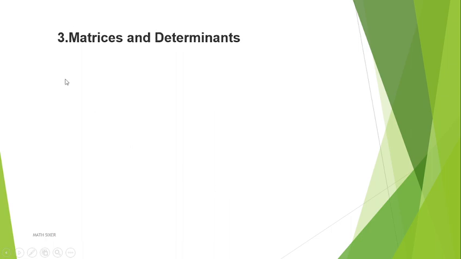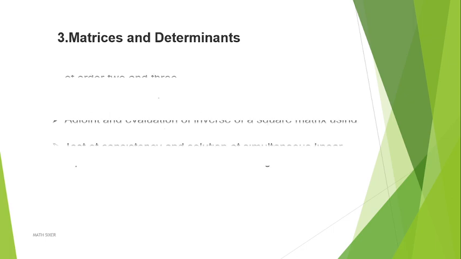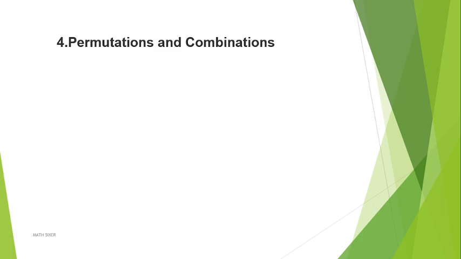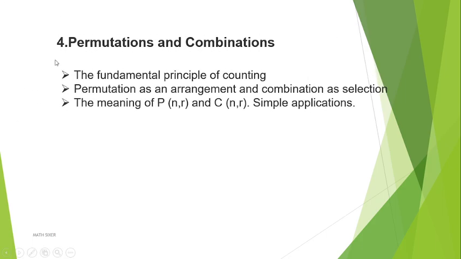Next we have the third chapter, that is matrices and determinants, one of the important and easy chapters. In matrices, we will learn about algebra of matrices and types of matrices, and matrices of order 2 and also 3. Next we have determinants, properties of determinants, evaluation of determinants and the area of triangles using determinants. After that, adjoint and the evaluation of inverse of a square matrix using determinants and the elementary transformations. And next, test of consistency and solution of simultaneous linear equations in 2 and 3 variables using determinants and matrices.